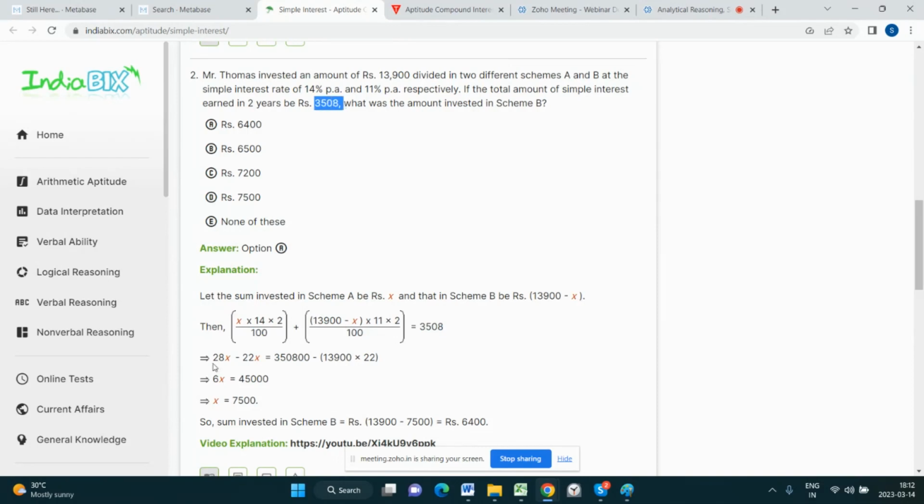When you solve this and multiply everything, 6x is equal to 45,000. So x is equal to 7,500. So the sum invested in B is 13,900 minus x, which is 6,400, because we have to find B. So we now know x; 13,900 minus x is the money deposited in scheme B.